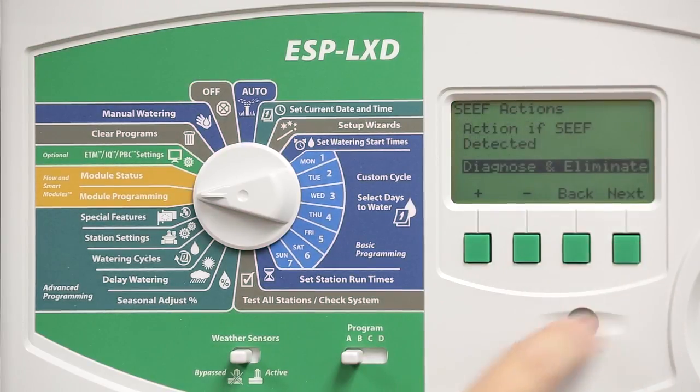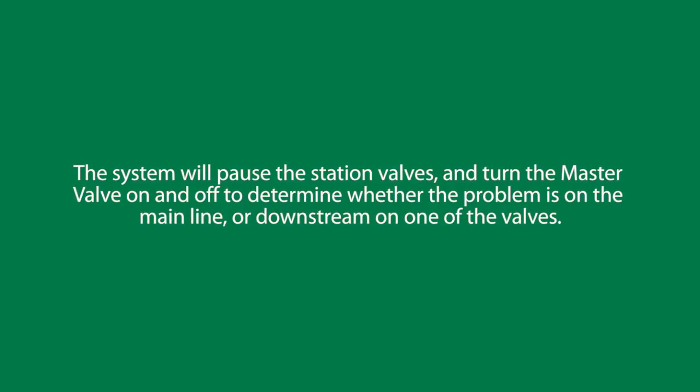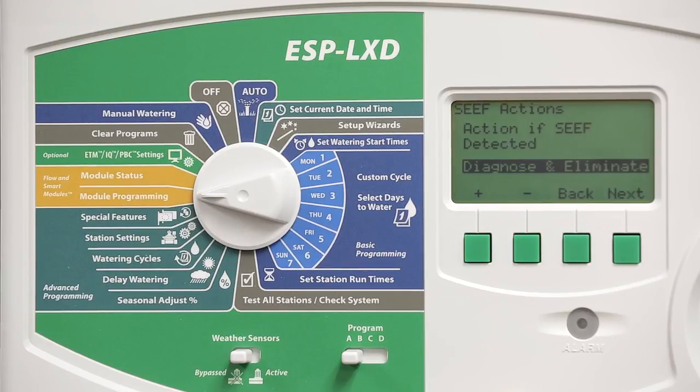Press Next and choose a reaction to perform when high flow is detected. Select the default option of Diagnose and Eliminate. The system will pause the station valves and turn the master valve on and off to determine whether the problem is on the main line or downstream on one of the valves that was operating when the flow problem was detected. We recommend leaving it at this setting.